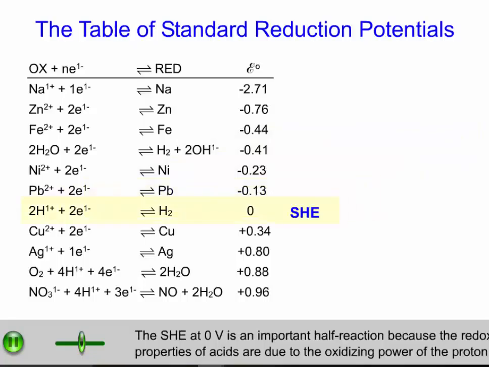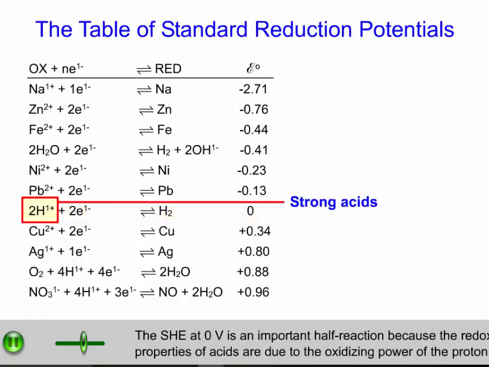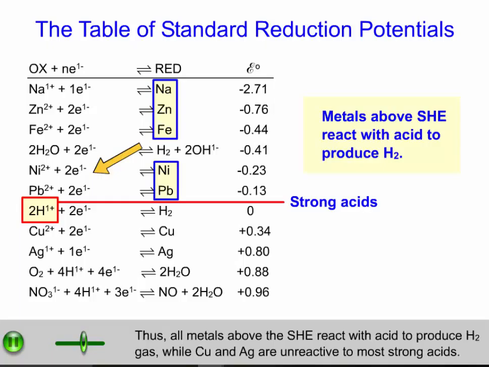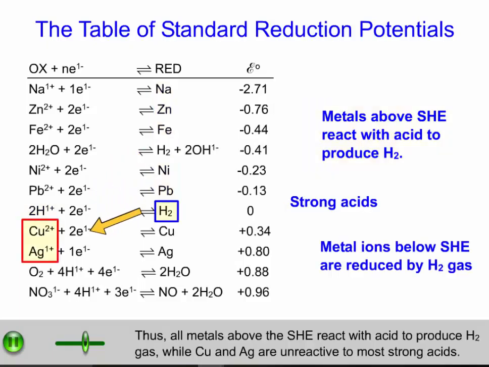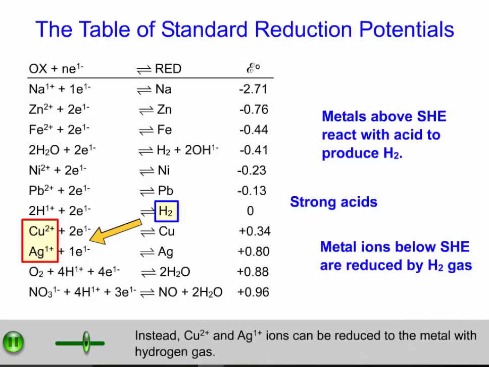The SHE at 0 volts is an important half reaction because the redox properties of strong acids are due to the oxidizing power of the proton. Thus, all metals above the SHE react with acid to produce hydrogen gas, while copper and silver are unreactive to most strong acids. Instead, copper 2+ and silver 1+ ions can be reduced to the metal with hydrogen gas.